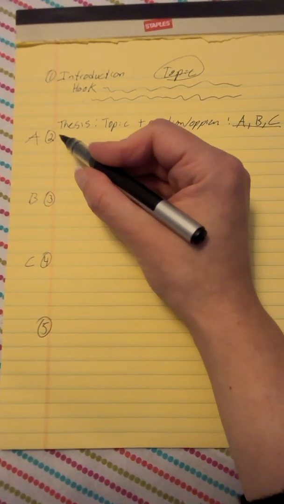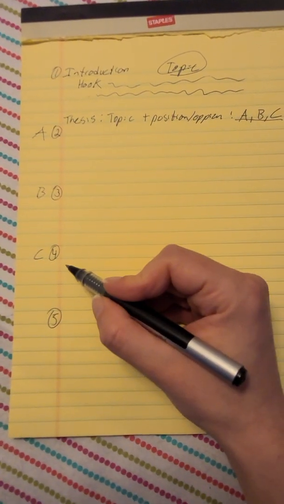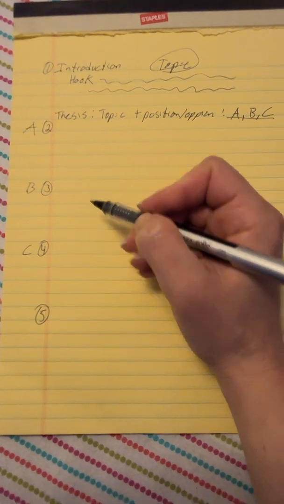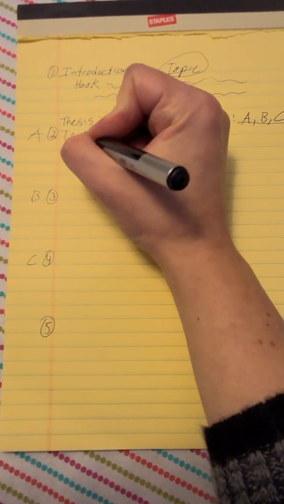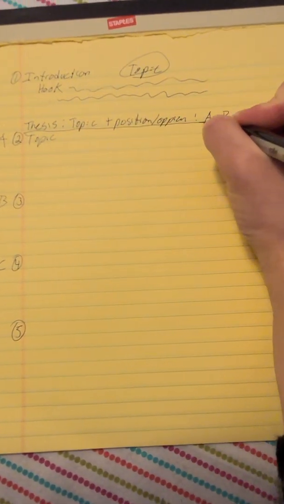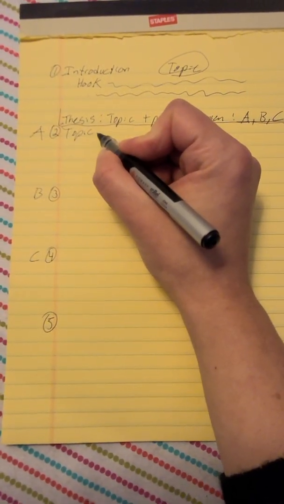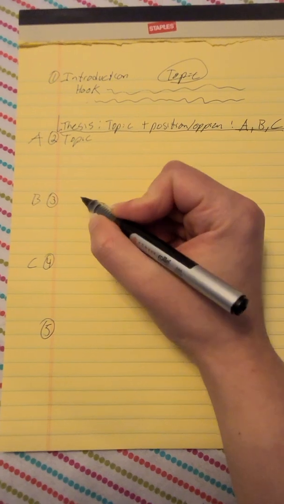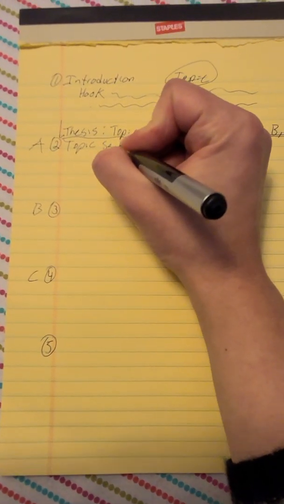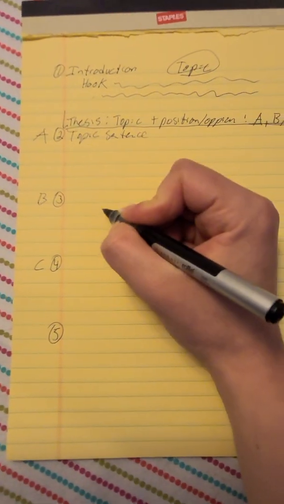So then in my body paragraphs, which are these 3 paragraphs, 2 through 4, you're always going to have a topic sentence. All right, so let me divide this paragraph up so you can see it. So your topic sentence tells the reader what this whole paragraph will be about. Okay, it's like a summary of this paragraph.